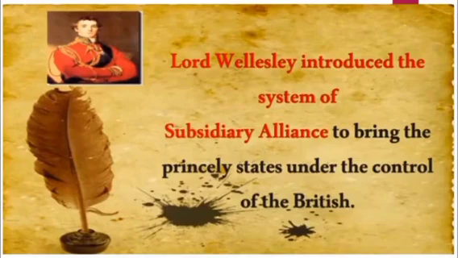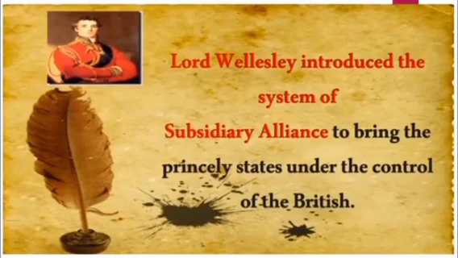Subsidiary alliance was introduced by Lord Wellesley. The main motive behind this alliance was to bring the princely states under the control of the British. Princely states means the states ruled by the young prince. So the British put the subsidiary alliance with the young prince and they will bring their territory under their control. So, this is called subsidiary alliance.